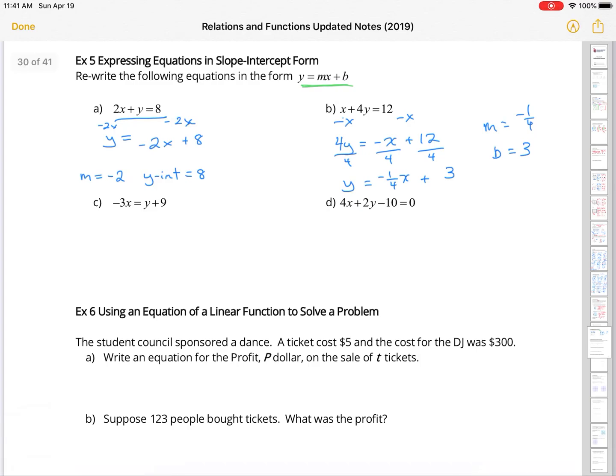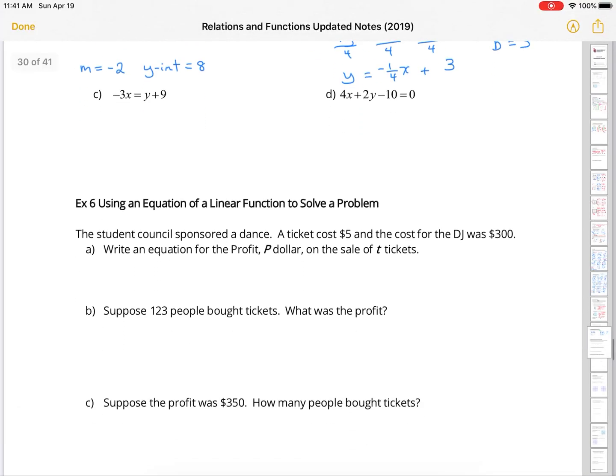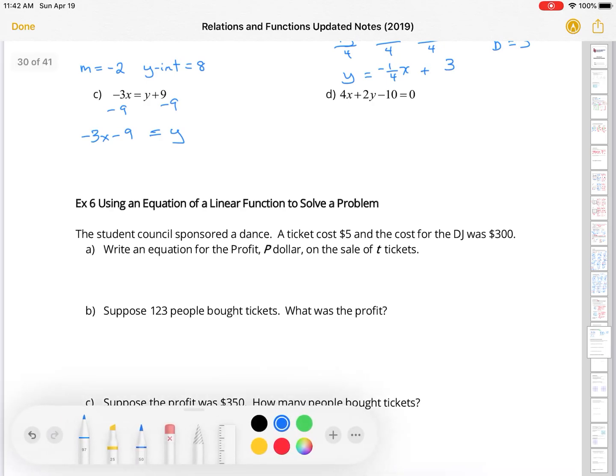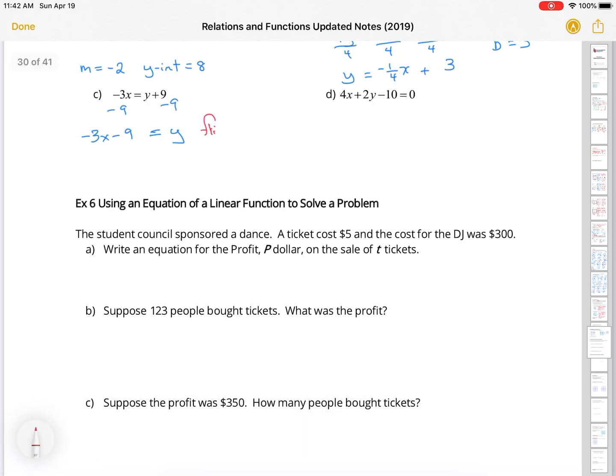Okay, continuing on. Each one of these is a little different situation, but the basic principle is that we're trying to get y by itself. Now, here, we've got y over here. We want to get it by itself, so we're going to subtract 9 from both sides. So I'll get -3x minus 9 equals y. And now you're saying, but miss, we have y by itself, but it's on the wrong side. Well, we'll just flip this, okay? There's no problem in flipping sides.